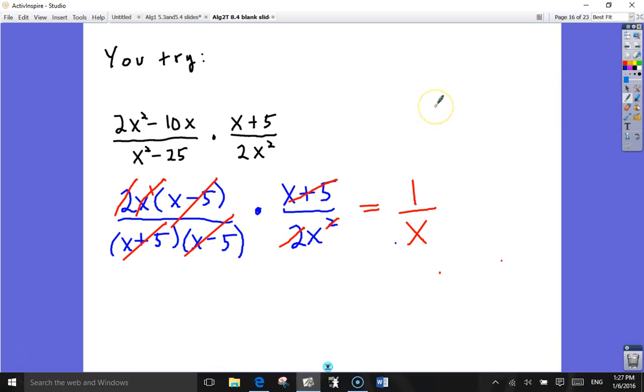Right. What is the domain? x does not equal -5, 5, and 0. Check both denominators. Good. Good.